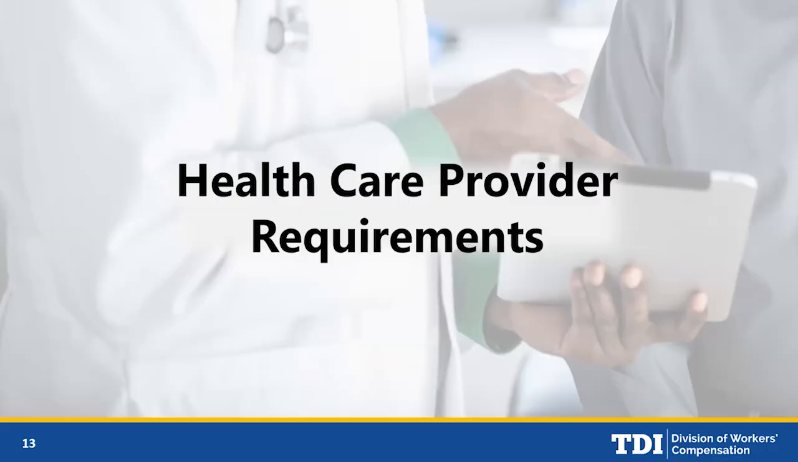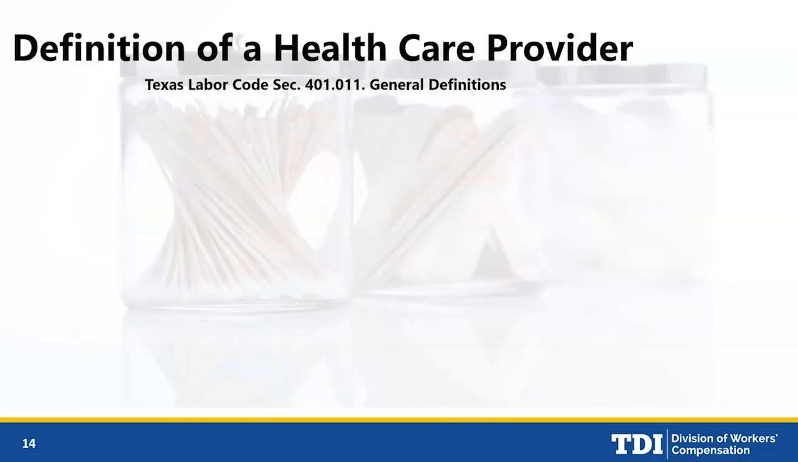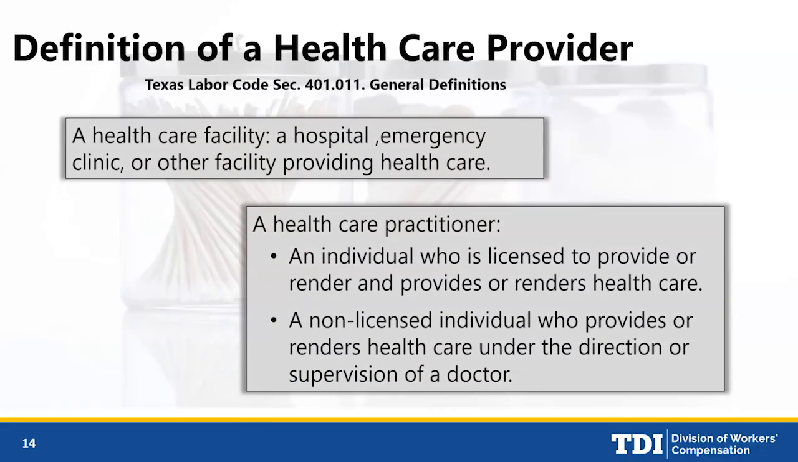Now, for healthcare provider requirements. So something you might notice as we go over these definitions of a healthcare provider is that some of the meanings of the terms may differ slightly from what you've heard. The term care provider in workers' compensation is going to refer to both individuals and facilities. So specifically, a healthcare facility includes hospitals, emergency clinics, outpatient clinics, and other facilities that are going to provide care. So that's a healthcare facility.